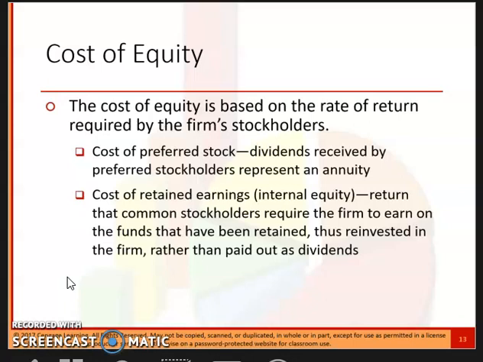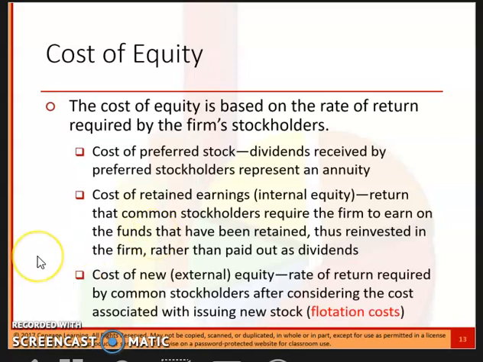The cost of retained earnings is the return that common stockholders require the firm to earn on funds that have been retained, thus invested by the firm, rather than paid out. Just as important, cost of new external equity is the rate of return required by common stockholders. But you have to take into consideration the cost of issuing that new stock, the issuance cost or flotation cost, as the book calls it.